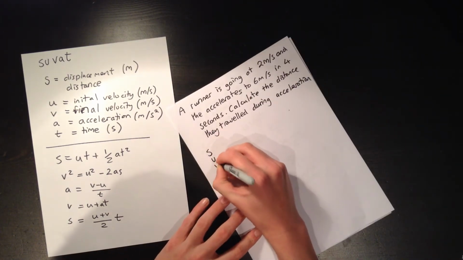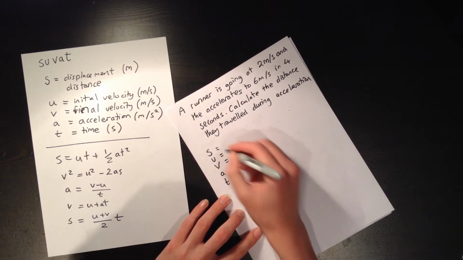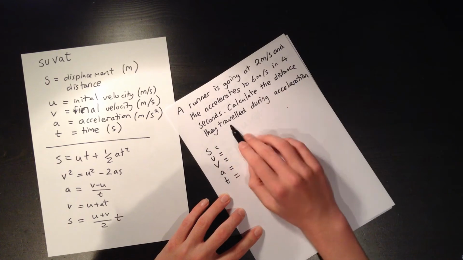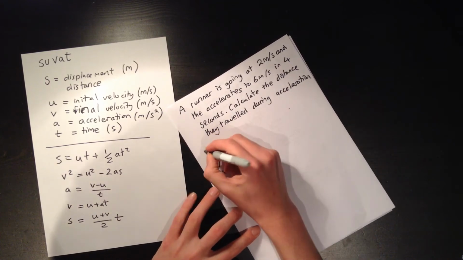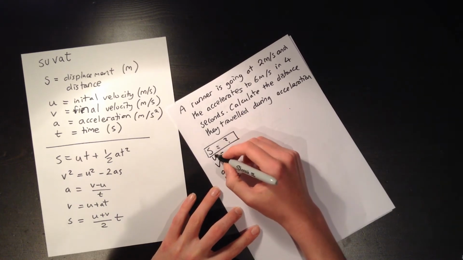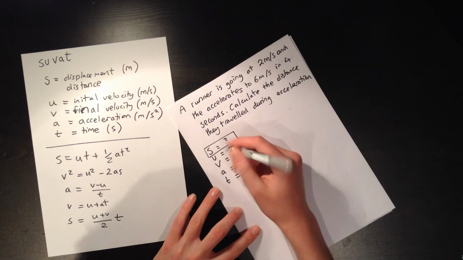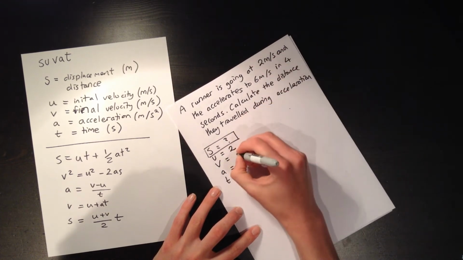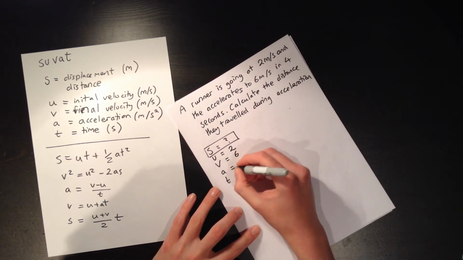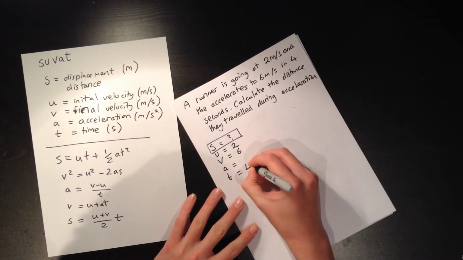So again, first step, write out SUVAT and try and work out what we know. Now this time, the distance travelled during acceleration, that's what we want to find out, so we don't know that. Their initial speed before acceleration was 2. Their final velocity after acceleration was 6. We don't know their acceleration, but we know the time it took was 4 seconds.